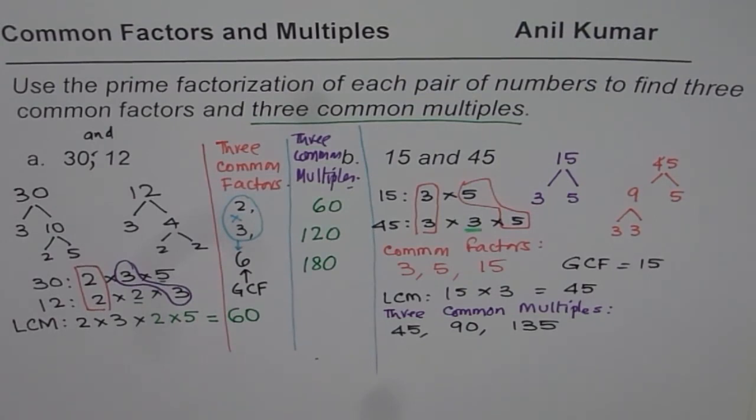I hope the process is clear. You can find the least common multiple and then multiply by 1, 2, and 3 to get three common multiples. To find the common factors, do prime factorization, list all the common factors, and multiplying these common factors will give you other common factors. That is the trick. I hope that is clear.